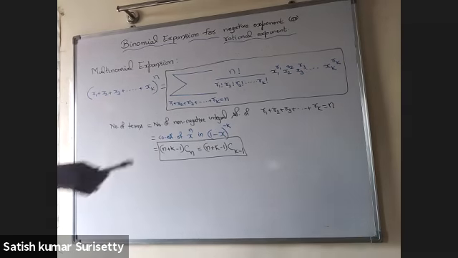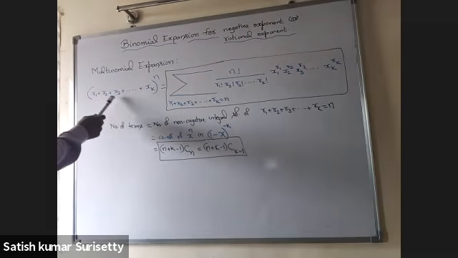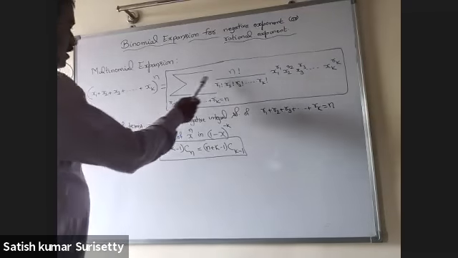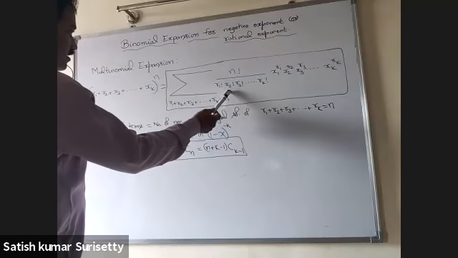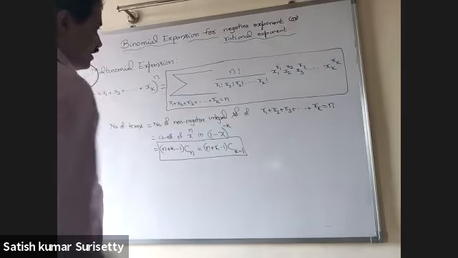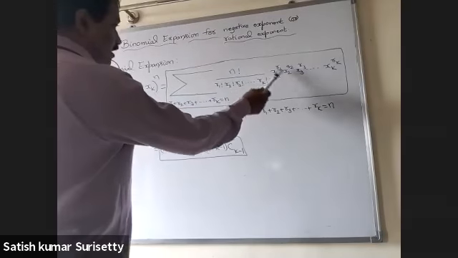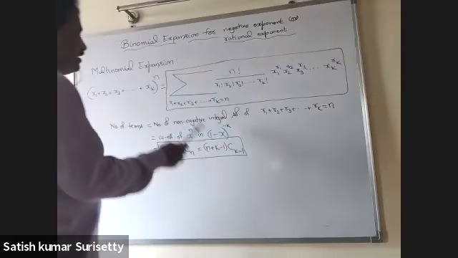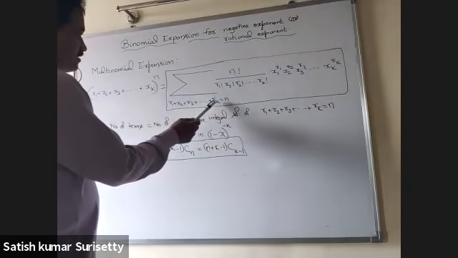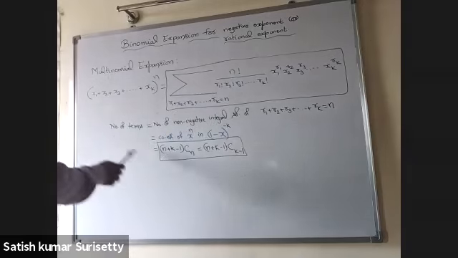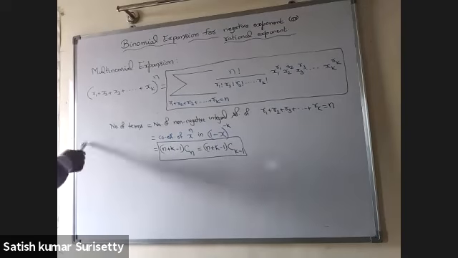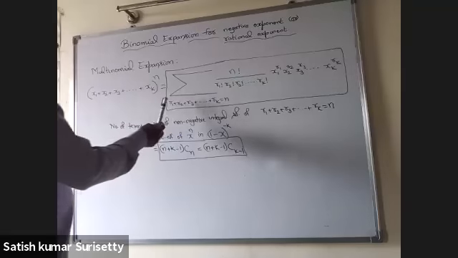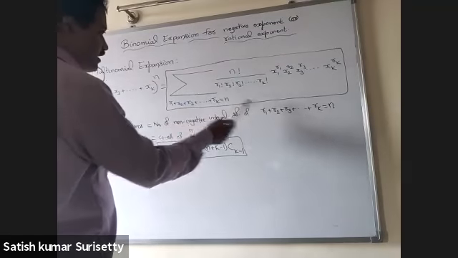So the multinomial expansion (x1 plus x2 plus x3 and so on xk) to the power of n in sigma notation is sigma of n factorial upon r1 factorial, r2 factorial, r3 factorial, and so on rk factorial, into x1 to the power of r1, x2 to the power of r2, x3 to the power of r3 and so on xk to the power of rk. The condition is r1 plus r2 plus r3 and so on rk equal to n. So the number of terms in the above multinomial expansion will be the same as the number of non-negative integral solutions of the equation r1 plus r2 plus r3 and so on rk equal to n.